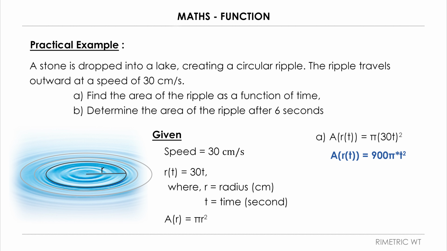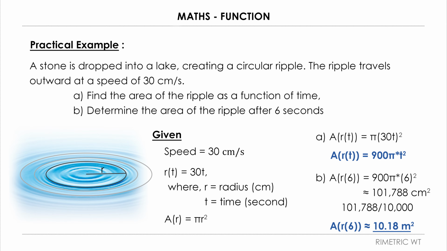The second question is the area of the ripple after 6 seconds. To solve this, we just substitute 6 into the area function we found, and this results in around 10.18 square meters after dividing it by 10,000 to convert our result into square meters, solved as shown.